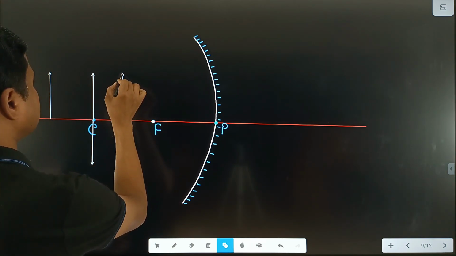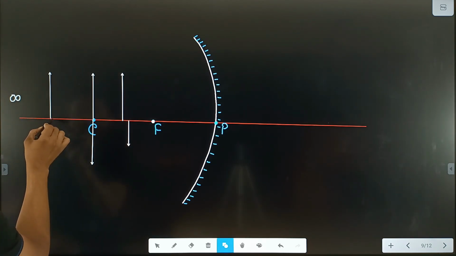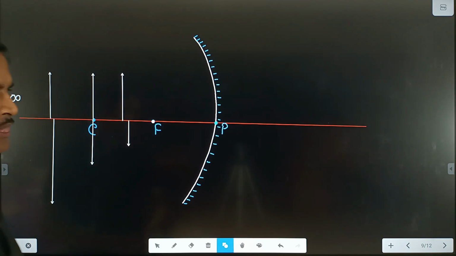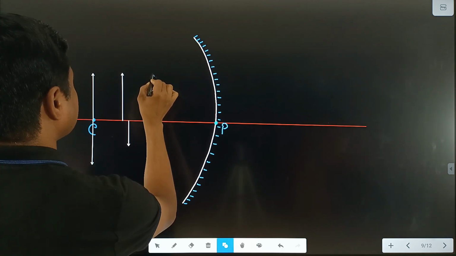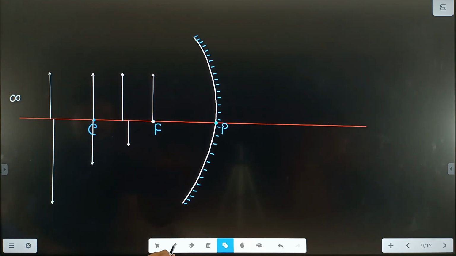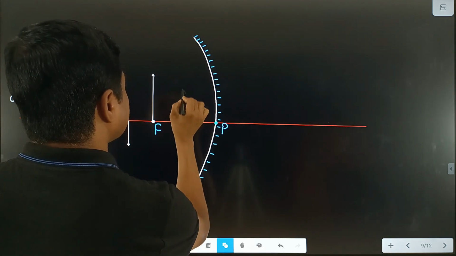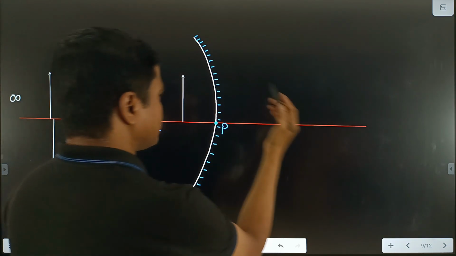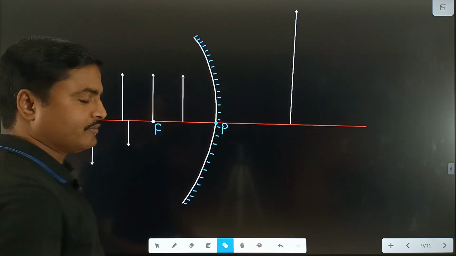Clear? Once again, if the object is situated in between center of curvature and focus, suppose this one is the position of the object, then the image is formed beyond the center of curvature. A large size image is formed. Clear? Again, if the object is situated at focus, then the image is formed at infinity. Again, if the object is situated in between focus and pole, then the image is formed just behind the mirror, and a large size image is formed.